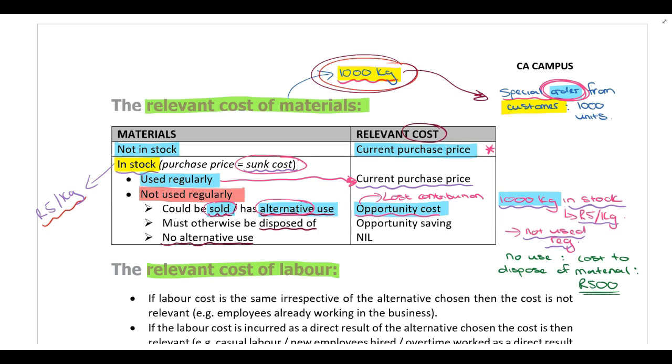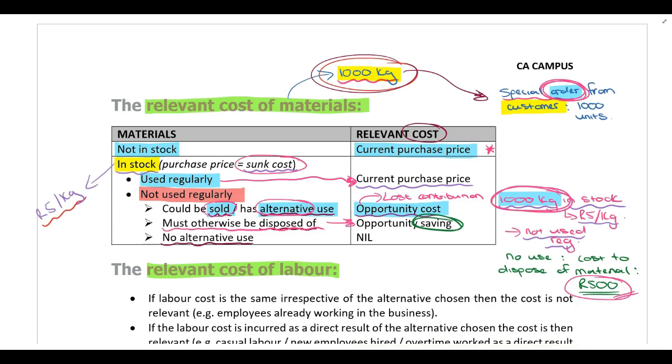Now, guys, you're not sitting with the cost. Now you're sitting with a saving, because if you don't use this material for the order, you are going to have to pay someone 500 Rand in order to take the material off your premises. However, if you do use the material for this order, you will not have to pay someone to take it away because you'll now be using it. So you have an opportunity saving. So the relevant cost, if the material must otherwise be disposed of, is a saving. It's not a cost, you're actually sitting with a saving.